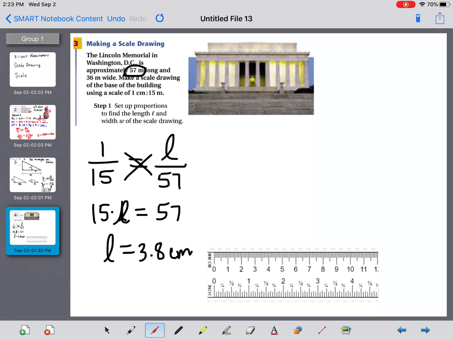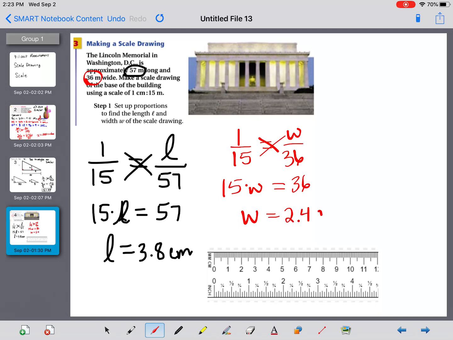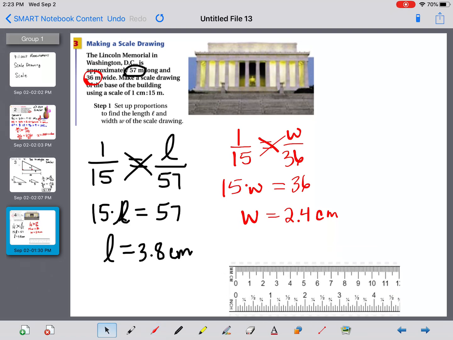We can do the same for the width. Again, it's a scale of 1 over 15. The actual width of the building is 36 meters. So we do the same cross multiplying to solve. So 15 times the width is going to equal 36. So we take 36 and divide it by 15. We get a width of 2.4 centimeters. And now we can take a ruler to help us with our drawing.